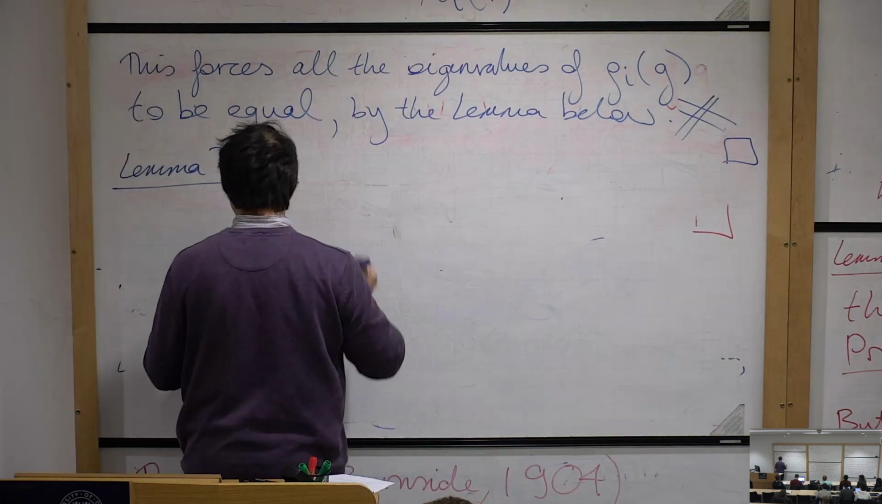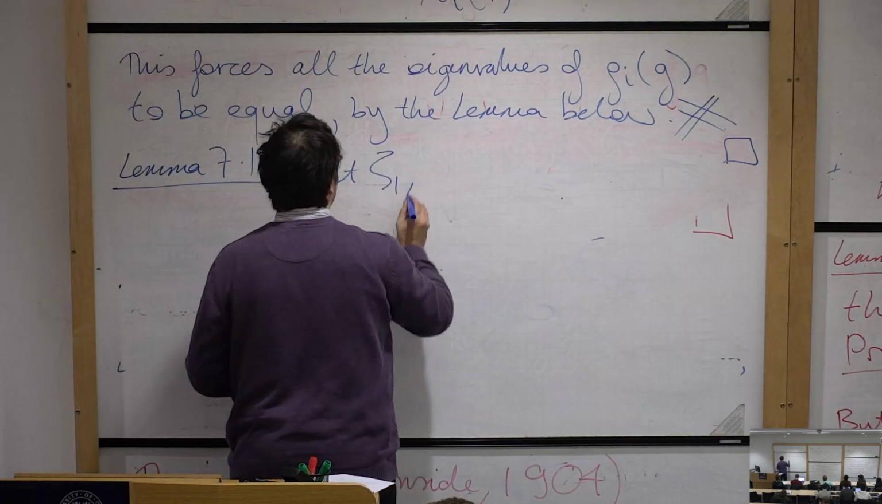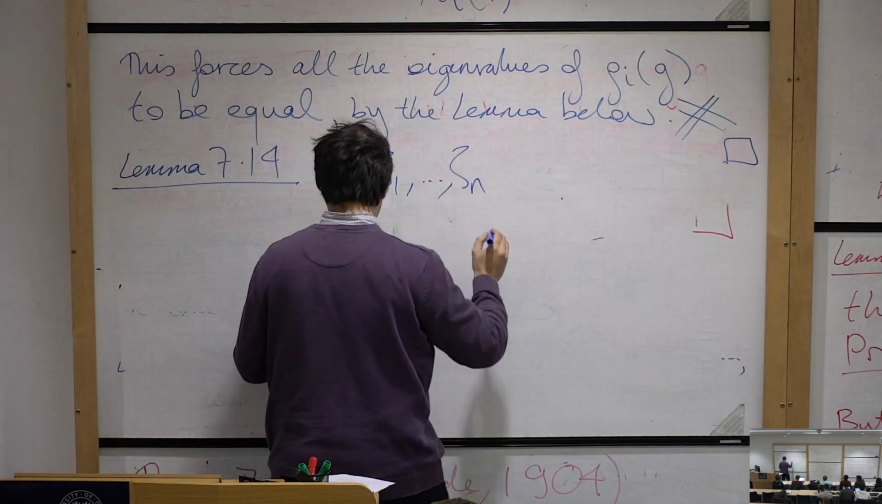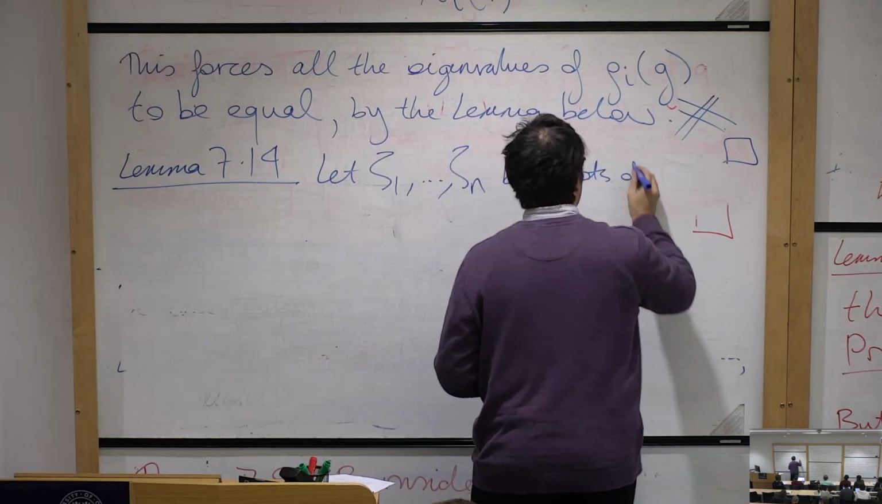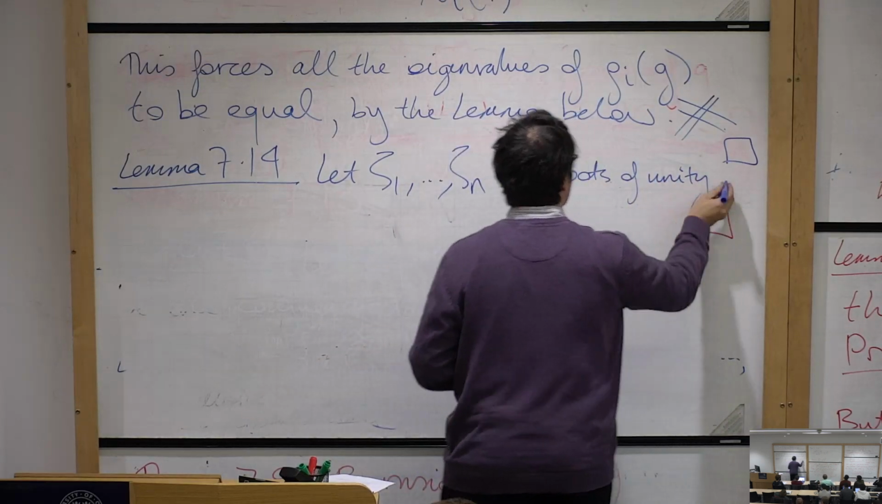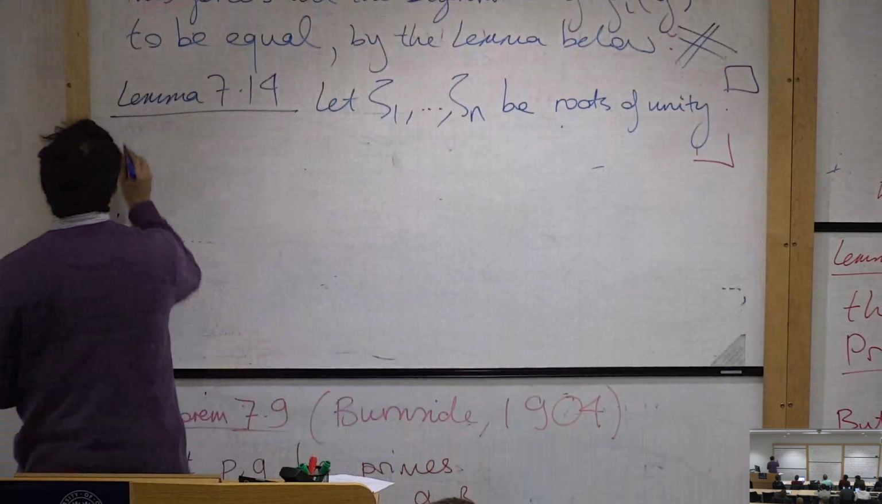The lemma says the following. Suppose I have n roots of unity. Take the average.